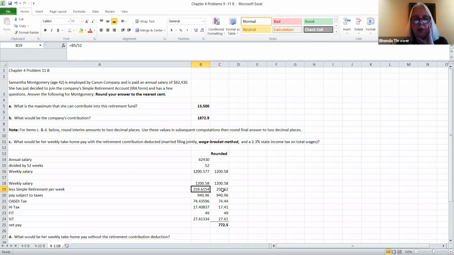You will subtract your retirement amount that you're contributing per week from the gross amount of the wages to get what's left over that is subject to your taxes. So we're going to take $940.96 and multiply it by the OASDI tax rate, which was 6.2%. That's how I come up with $74.44 rounded. This is my rounded column here.